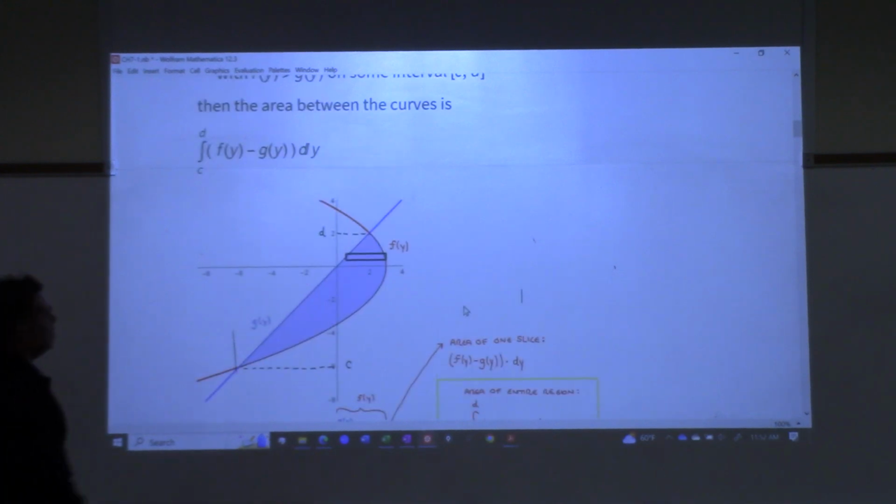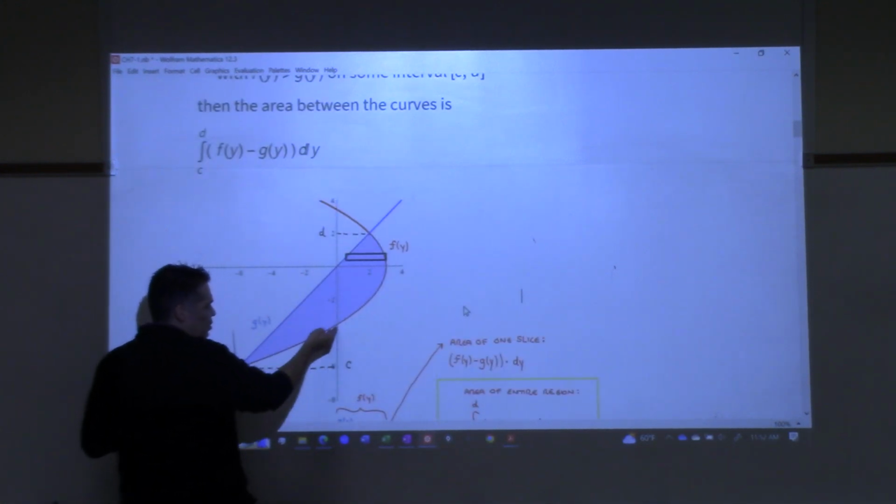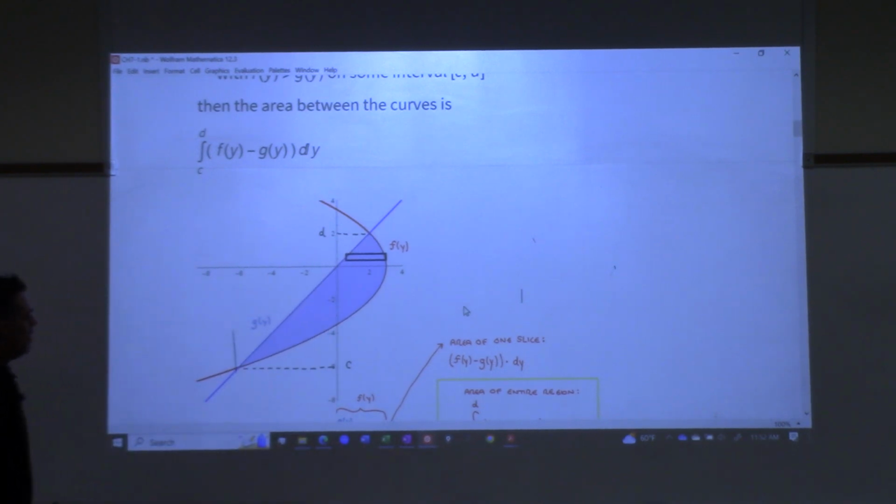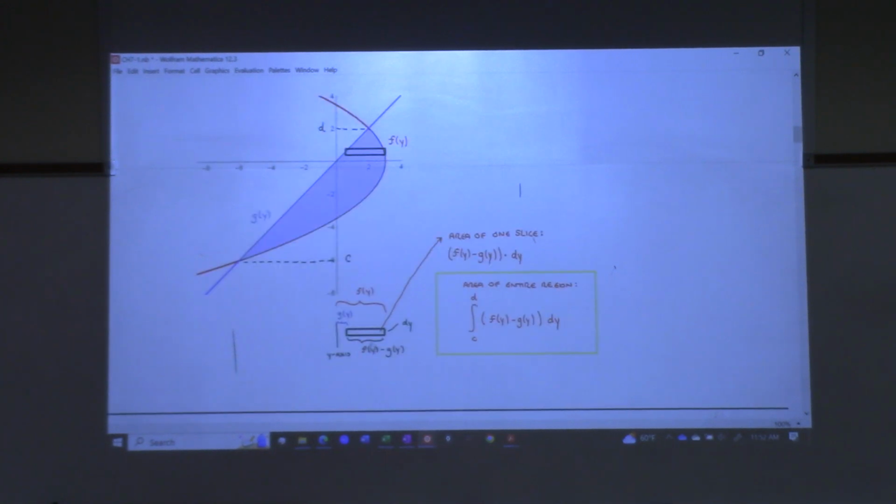notice in the picture here, the f function, f of y, is the one on the right side, the g of y is the one on the left. And then you find a formula for that rectangle. This is what I just drew. dy instead of dx, and then your formula is almost exactly the same. Now let's see if we actually understand this.